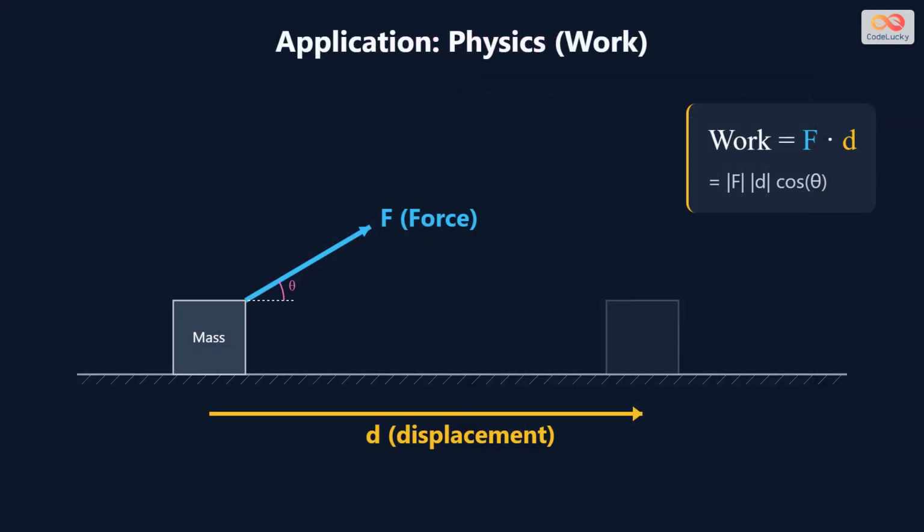Why do we care? Physics. The most famous application is calculating work. Work is defined as the force vector dotted with the displacement vector. If you pull a box at an angle, only the part of the force pulling in the direction of motion actually does work. The dot product handles this perfectly.